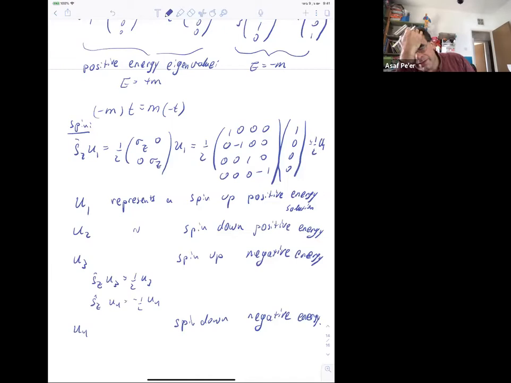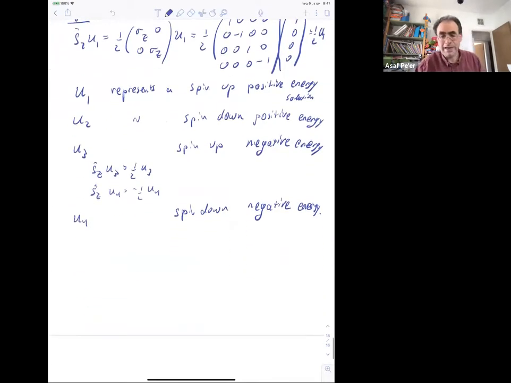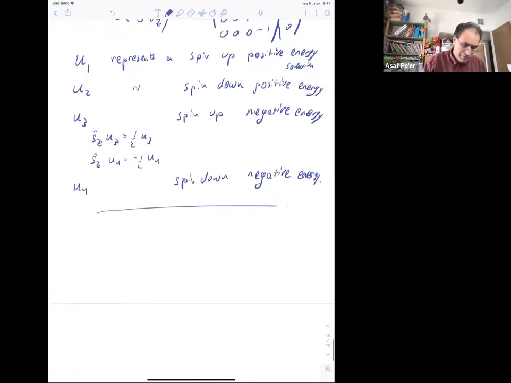Any questions before I generalize? Question? Any? None. Okay, so let's generalize that to any free particle solution. This is for particles at rest. What if the particles are not at rest? So, the general free particle solution.